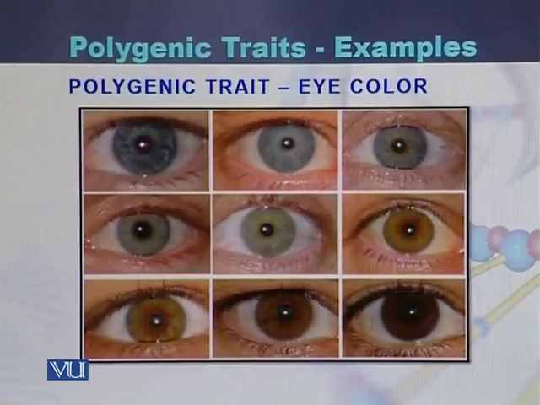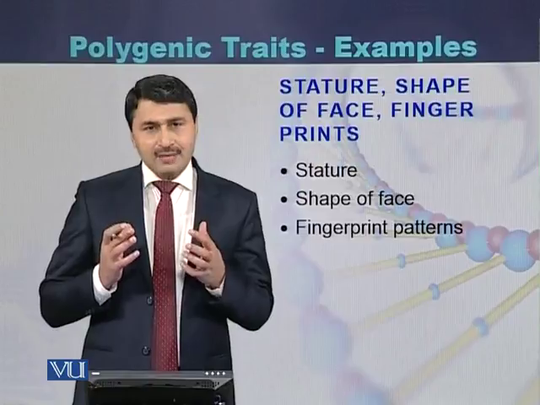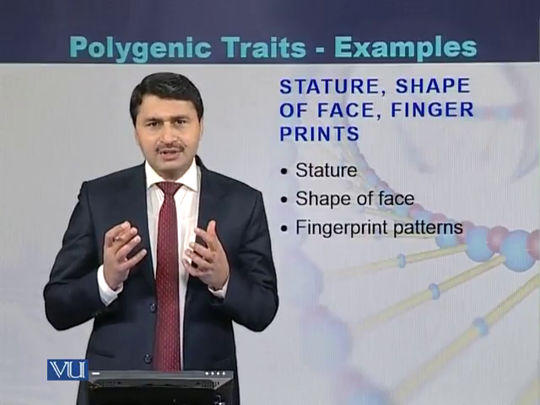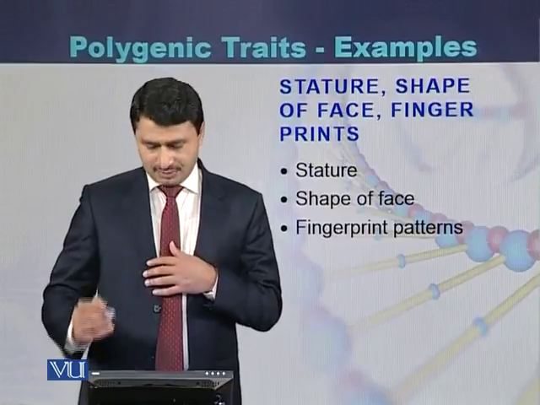This is the example of the polygenic trait, the eye color in humans. We can see that there is variation in the eye color of humans. Eye color of humans is controlled by more than one gene. So this is an example of polygenic traits. Stature, shape of the face, and fingerprints are all examples of polygenic traits.